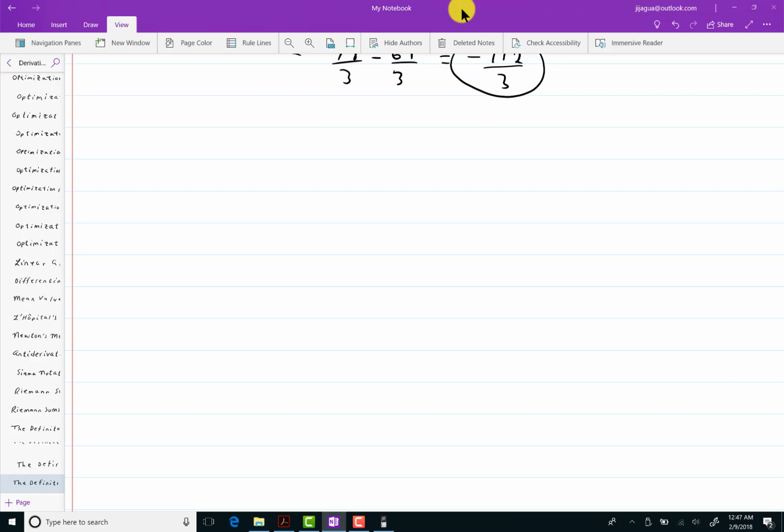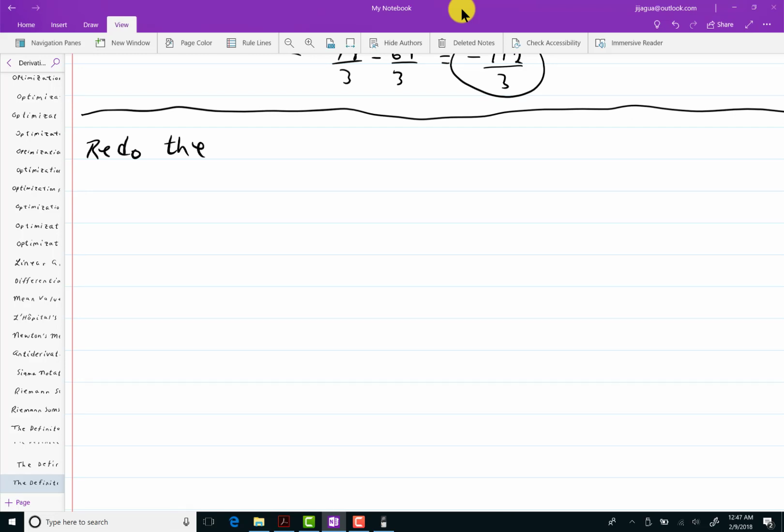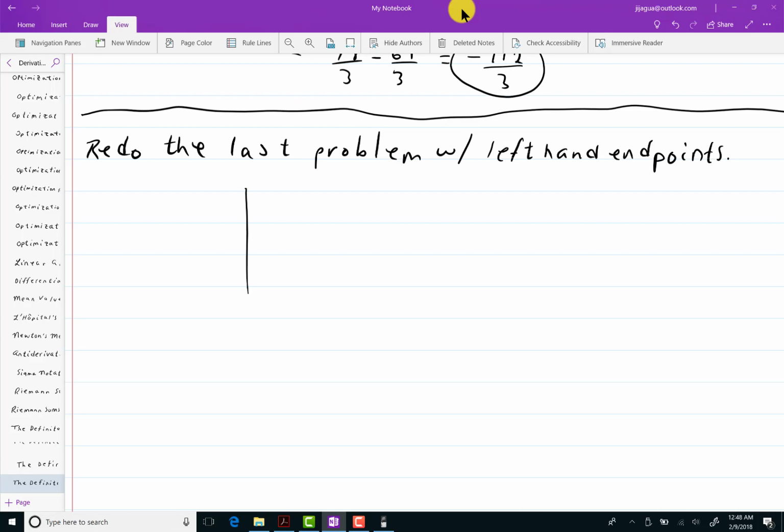I want to redo the last problem, but with left-hand endpoints. So in this situation, we'll look at the picture. We'll go, here's 1, here's 5. I think it'll be easier if I make these smaller. I'll go something like that.